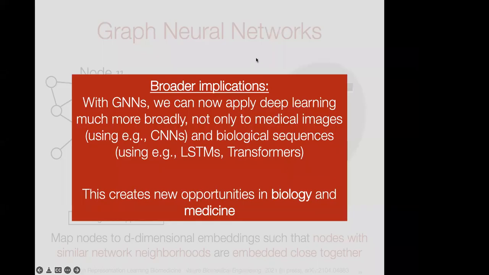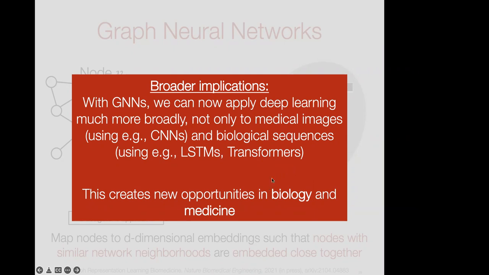So broader applications of that work in terms of graph neural networks is that the way you can think of that is that with graph neural networks, they now allow us to apply these deep learning algorithms much more broadly than what was possible before. So we already know that these deep learning models work really, really well with medical images, where convolutional neural networks and transformers are powerful architectures, or with biological sequences using LSTMs and other architectures. But now we can really train deep learning models for any interconnected graph structured data set.